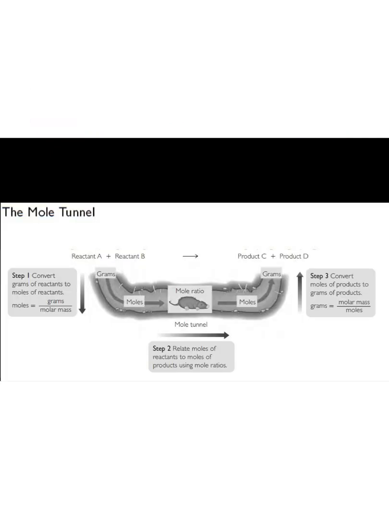All right. So this little cartoon is kind of cute. It's called the mole tunnel, and it's a nice way to just kind of remind us how to do this. So you have the mole that's in the center of the tunnel, and we call it the mole tunnel because in order for you to go from grams of some substance, let's say a reactant A, and you want to know if you have, let's say, 15 grams of reactant A, you want to know how much product C that's going to get you in grams.